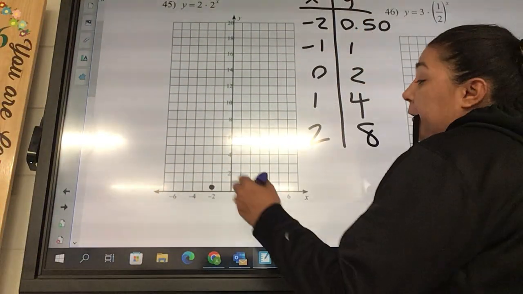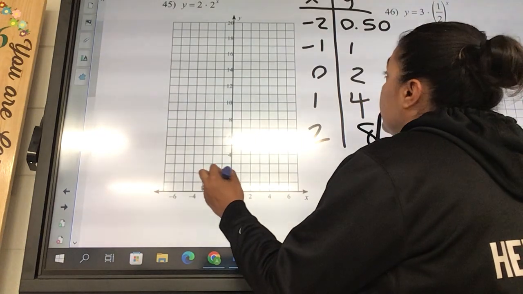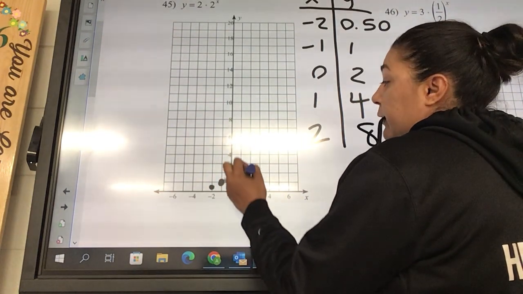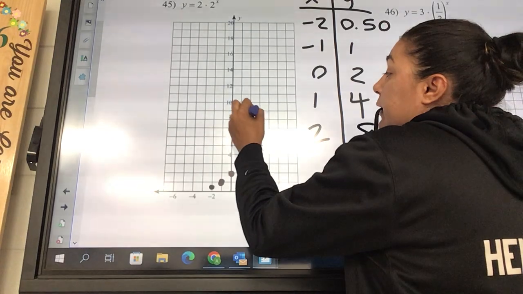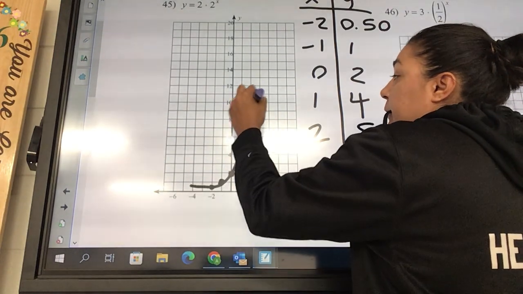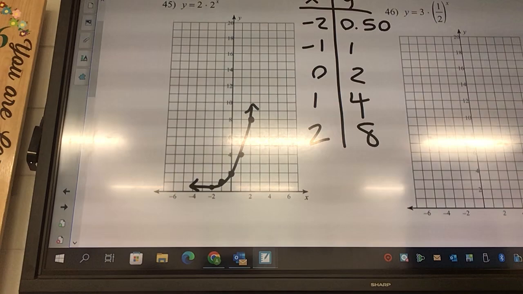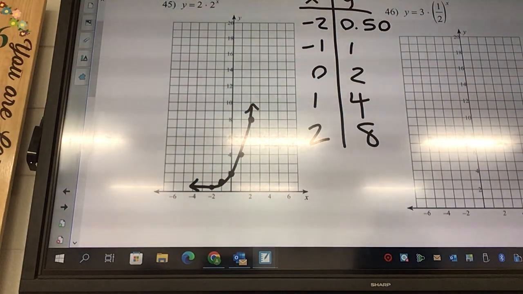Okay, so, and then -1 is at 1, 2, 4, and then 8. Is that growth or decay? Growth. That is definitely growth.